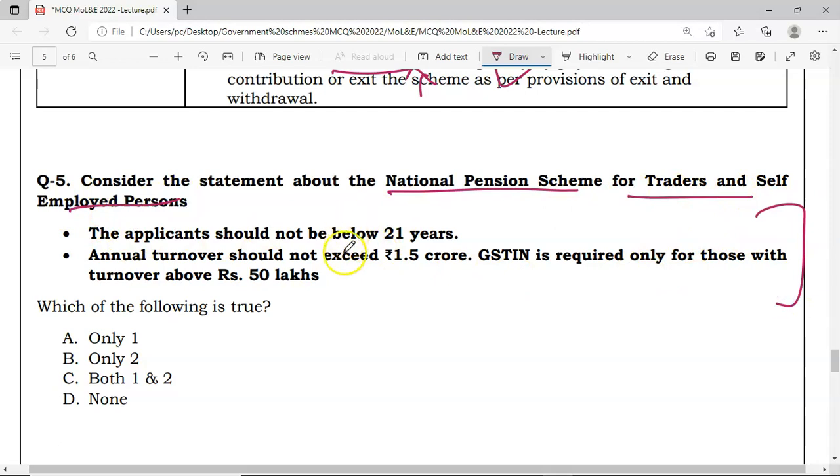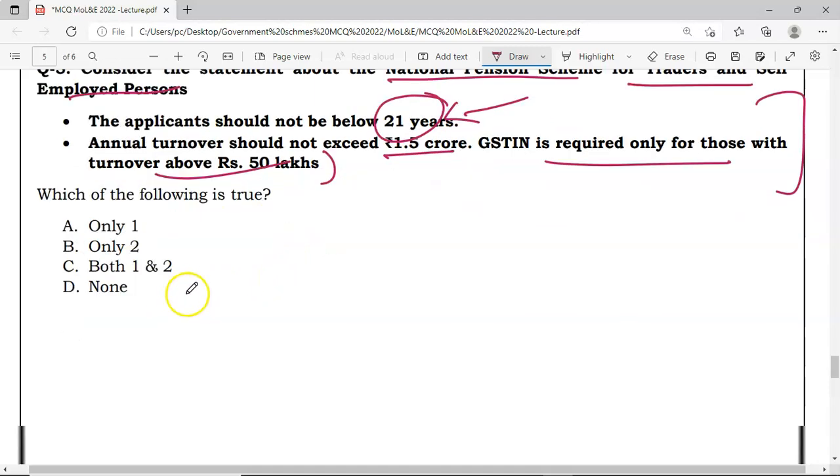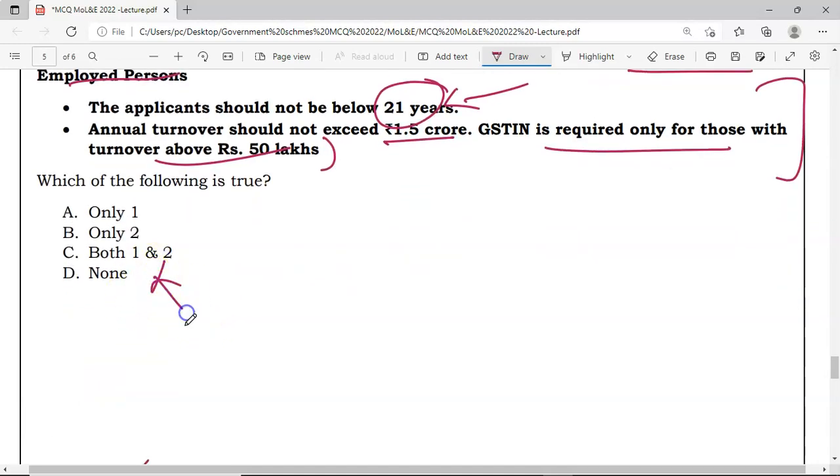These are the statements. The applicant should not be below 21 years for getting the benefit of this scheme. The annual turnover should not exceed 1.5 crore, and GSTIN is required only for those with turnover above 50 lakh. So first of all, its answer will be D. Under this, none of the options is true.